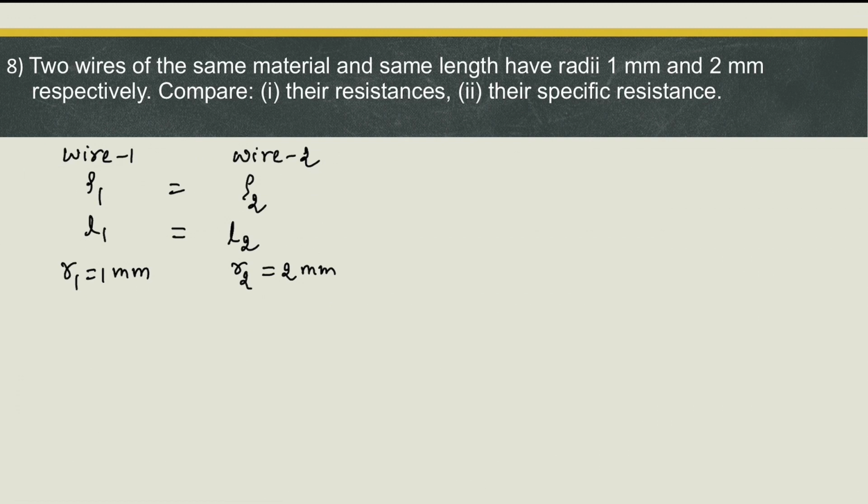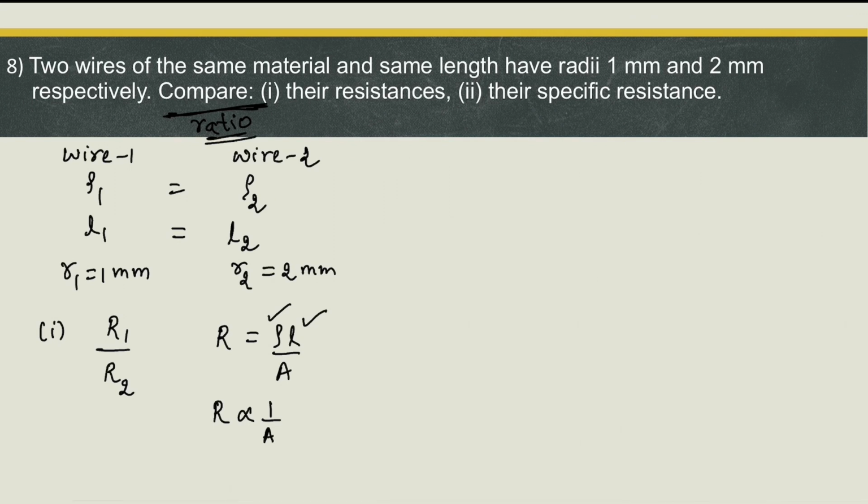Compare their resistances. Now whenever such word comes, compare, meaning we have to find out the ratio. Remember this. So whenever the word compare comes in the numerical, you have to find the ratio. Alright, so here we are asked to find out the ratio of resistance of wire 1 and the resistance of wire 2. Now resistance is rho L upon A, but rho is constant, L is constant, only area is variable. So we will use this fact: R is inversely proportional to area, and area is pi r square.